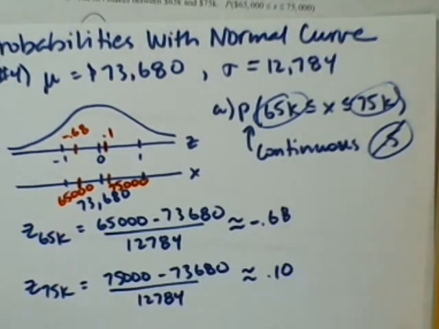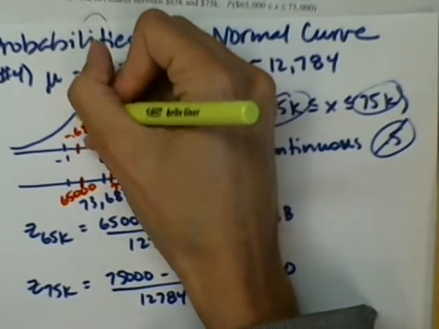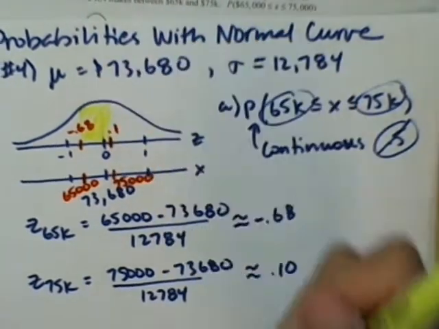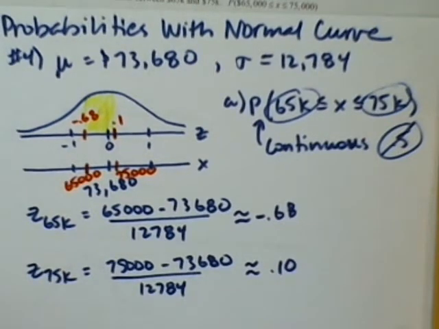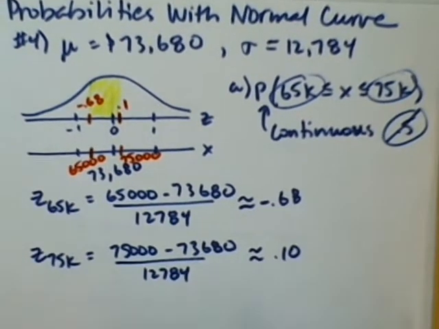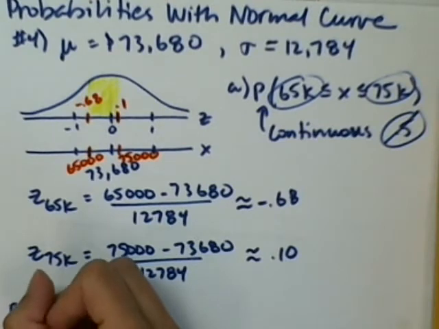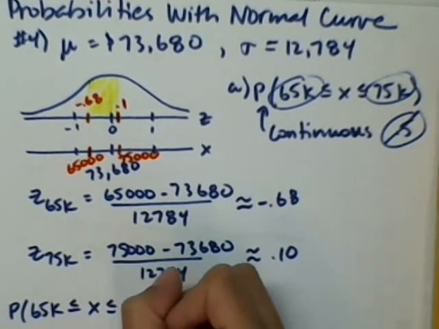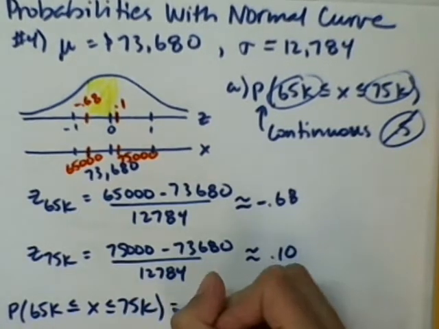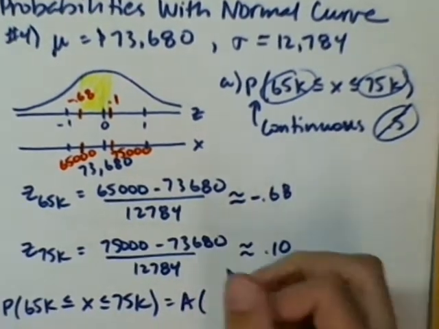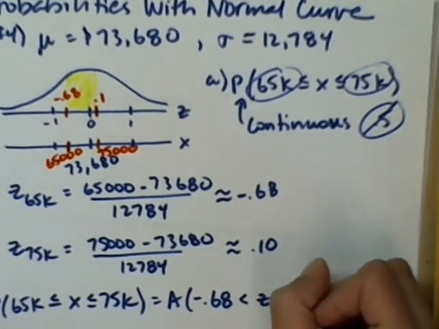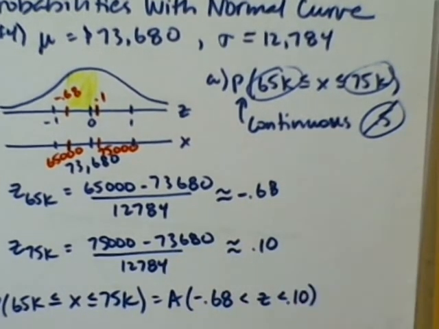So there's 0.1, and that's for 75,000. So I'm looking at this band which is here. Can you see that with the yellow? I'm looking at this band, this area right here. That's going to be my probability. So as I figure out the probability, I've now changed this so that I can use the calculator's normal curve. This is equal to the area of z-scores between negative 0.68 and 0.10.